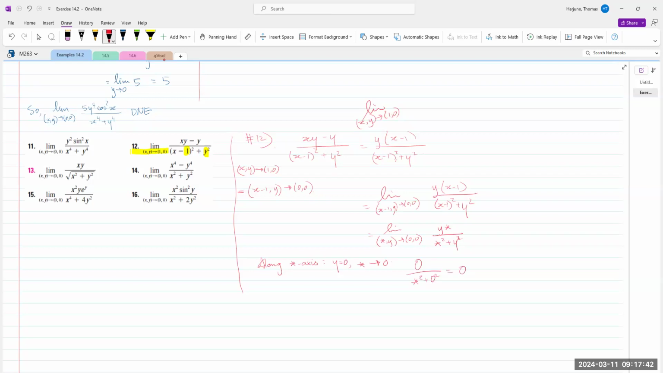That's 0, right? Approaching 0. But if I go along the y-axis, x is already 0, but y goes to 0, I will still get this. Do I get the same thing? Yes, I get the same thing, but does it mean the limit exists? Hold on, maybe not. Maybe not.